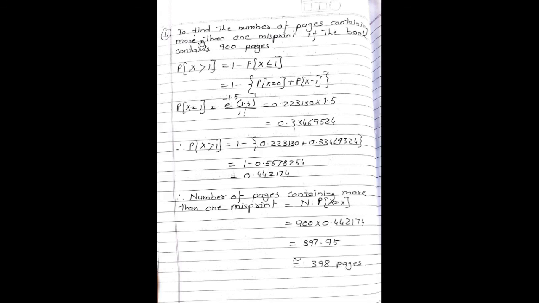Next, to find the number of pages containing more than one misprint if the book contains 900 pages. It can be considered as probability x greater than 1, which is equal to 1 minus probability x less than or equal to 1. Which is nothing but 1 minus probability x is equal to 0 plus probability x is equal to 1. Probability x is equal to 0 we have already calculated. So we have to calculate probability x is equal to 1, which is equal to e raised to minus 1.5, 1.5 raised to 1 divided by 1 factorial. Which is nothing but 0.223130 into 1.5.